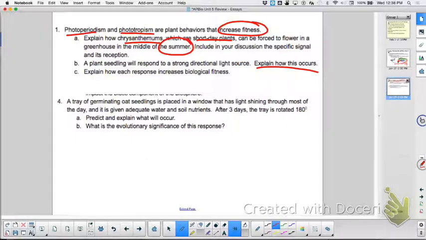Okay, and that is called, you can look it up, the acid growth hypothesis. Acid growth hypothesis, which makes sense, right? Acid, low pH, proton pump. Okay. Questions on B?